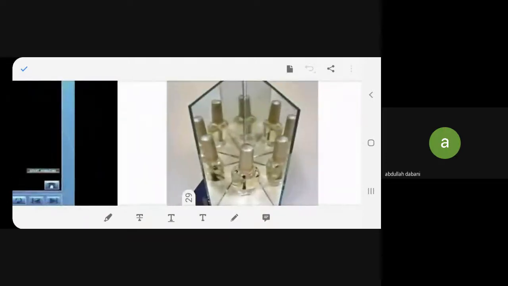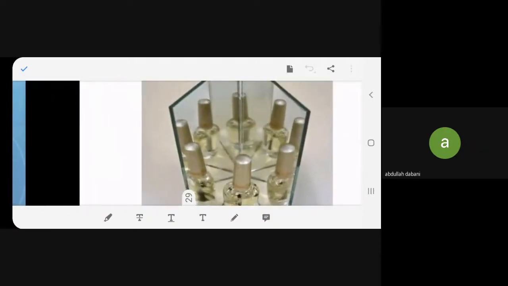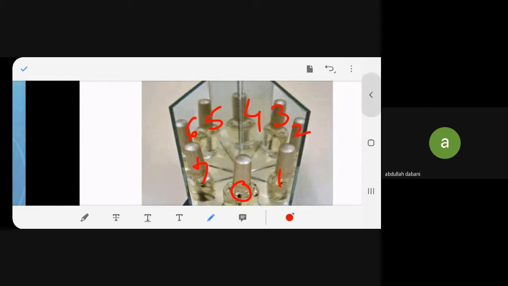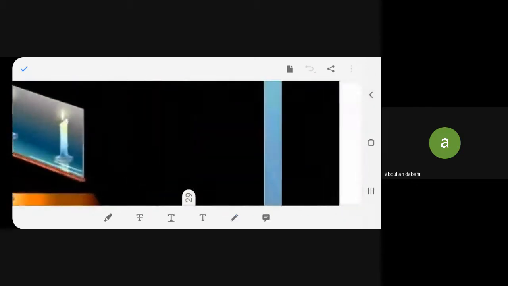Same thing over here. A perfume bottle. This is the object. One, two, three, four, five, six, seven. Seven images are found. That is multiple reflection. Because of the alignment, so many mirrors are placed, isn't it? And that's why you get so many images.